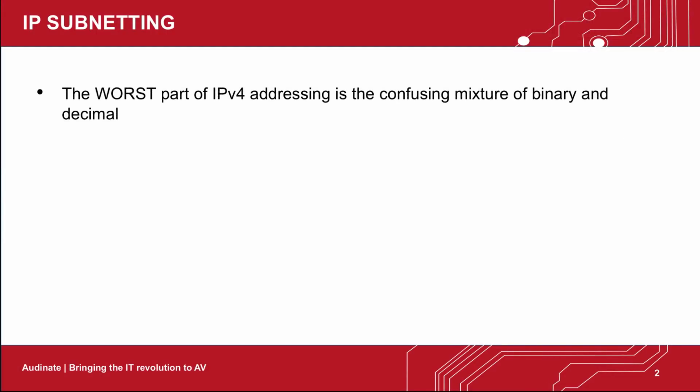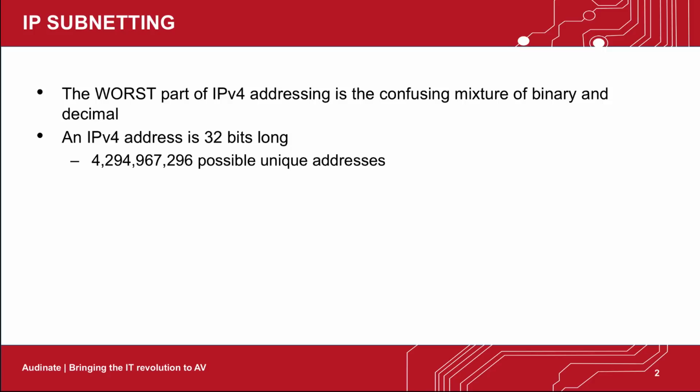The worst part of IPv4 addressing is the confusing mixture of binary and decimal. This makes it more difficult to learn IPv4 subnetting than it really should be. An IPv4 address is 32 bits long. This means there are more than 4.3 billion possible unique addresses.